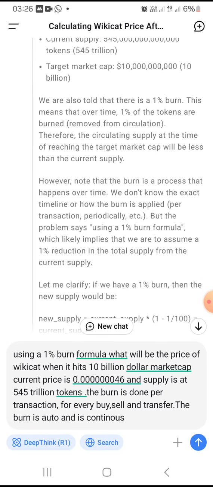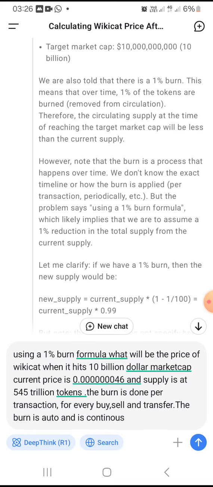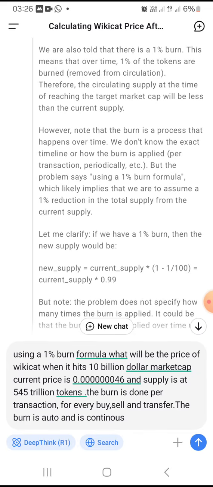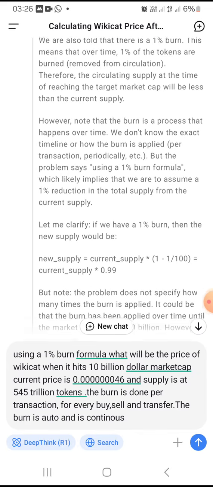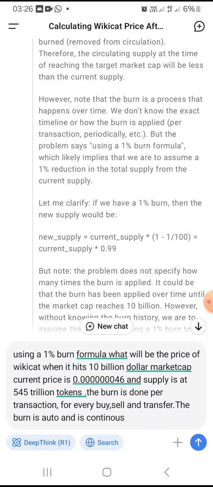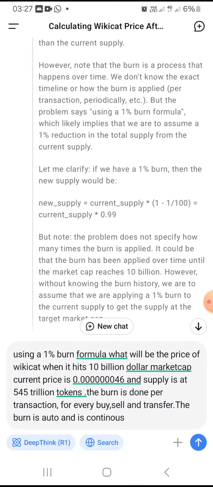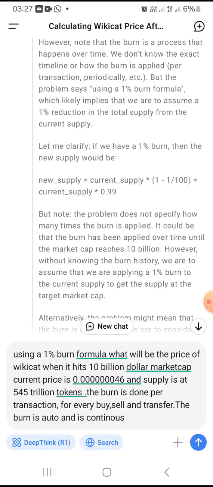Now, we are also told that there is a 1% bond. This means that over time, 1% of the tokens are bonded, that is, removed from circulation. Therefore, the circulating supply at the time of reaching the target market cap will be less than the current supply." Yes, agreed. However, note that the bond is a process that happens over time. We don't know the exact timeline or how the bond is applied, whether it is per transaction, periodically, etc. But the problem says using a 1% bond formula, which likely implies that we are to assume a 1% reduction in the total supply from the current supply.